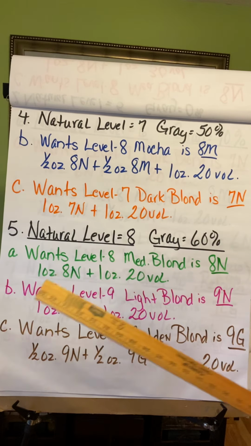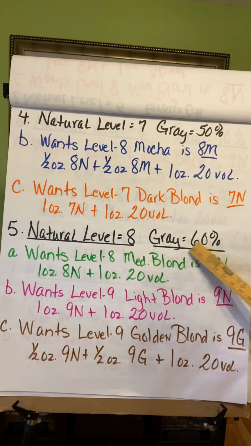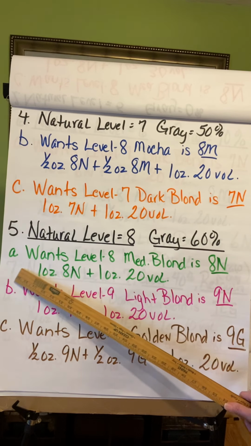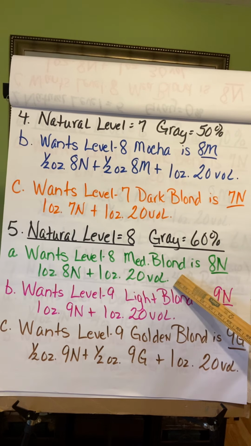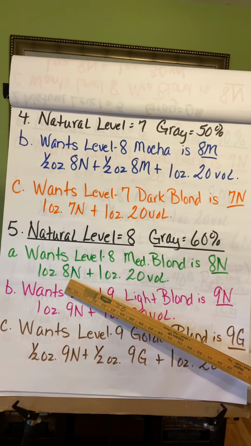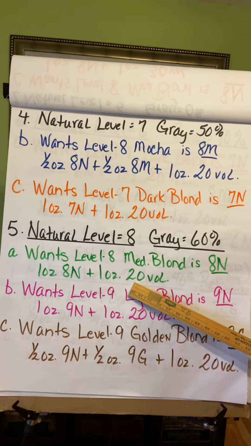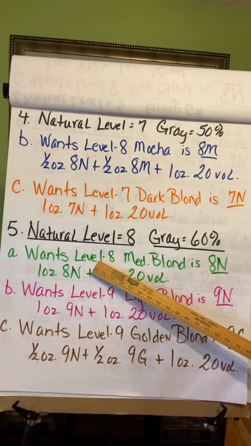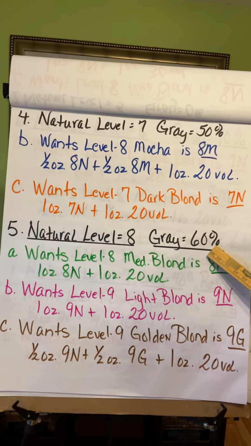Okay, number 5. Her natural level is an 8, and she's got 60% gray, so she's got more gray in it. Right off the bat, I know that with 60% gray I need to use 20 volume developer, number 1, and number 2, I'm going to have to add natural in the formula, because if I don't, it's not going to cover the gray. So A, she wants to be a level 8 medium blonde, which is written as 8N. My formula is 1 ounce of 8N plus 1 ounce of 20 volume developer. My natural is in the same level that she wants, 20 volume because it's over 50% gray.